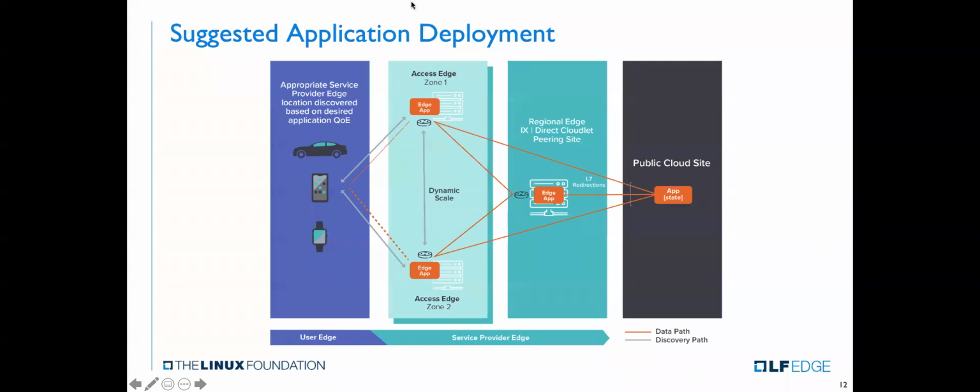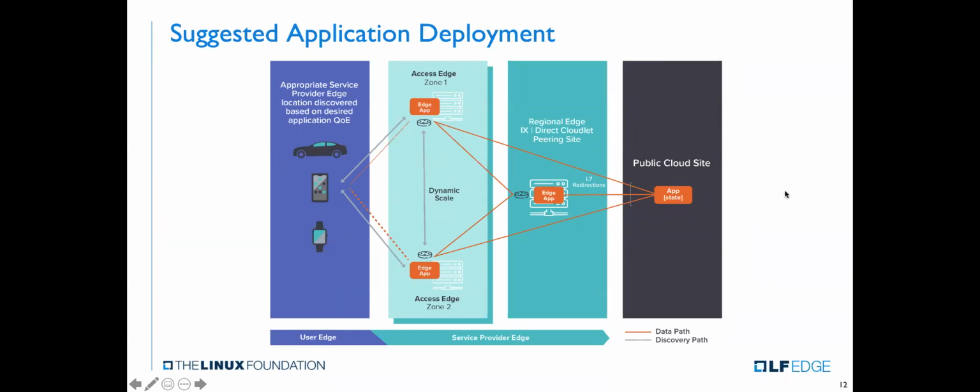The form factor of the edge app would be pretty lightweight, right? Because there's limited compute on that access edge. So this shows you a state model where the critical states, let's say you wanna commit something, are already commoditized in public cloud. So you're gonna continue using those services there. Now, if you want to accelerate an ML workload on a service provider's edge, you're gonna take that part of your application and deploy it on the edge app, right?